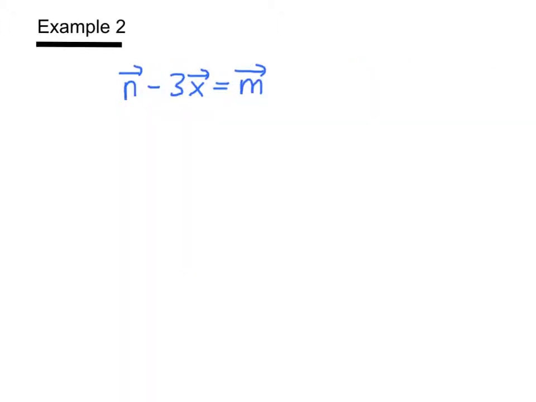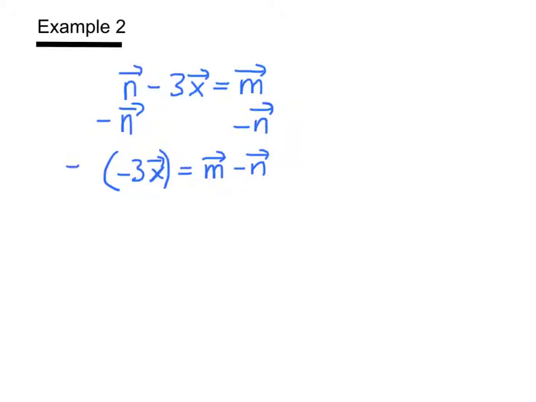Let's quickly take a look at one more example. Again, we want to make vector x the subject of this equation. So I want to get vector x by itself. In this case, we want to subtract vector n from both sides of the equation. And that will leave us with -3 times vector x equals vector m minus vector n. And again, to move that -3 over, I'm going to multiply both sides of the equation by its reciprocal, which is 1 over -3.